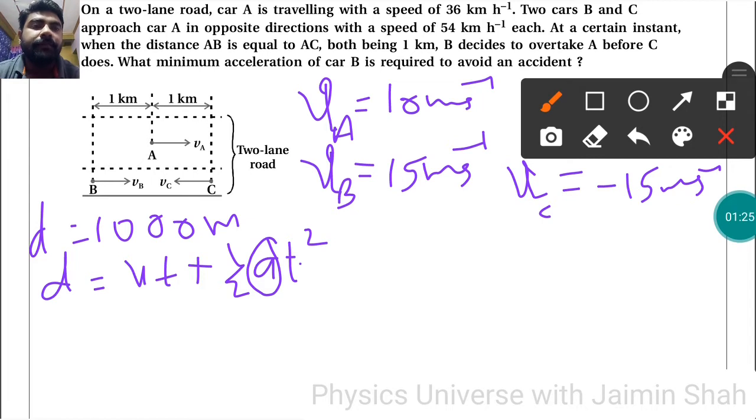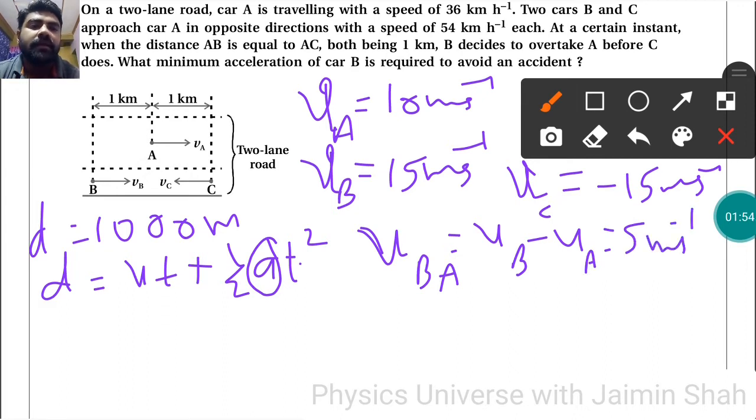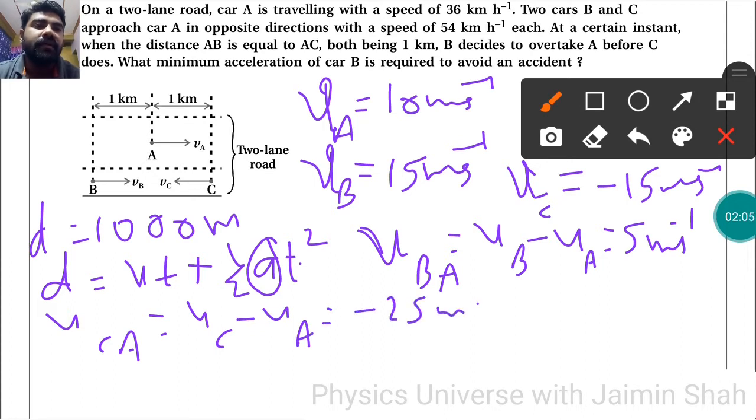So first, what we have to find: UA is 36 into 5 by 18, that is 10, and 54 into 5 by 18 is 15. So UBA is equal to UB minus UA, that will be 5 meter second inverse. And UCA is equal to UC minus UA, that will be minus 25 meter second inverse.